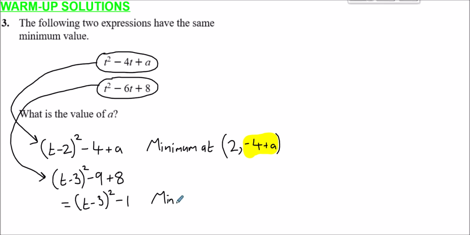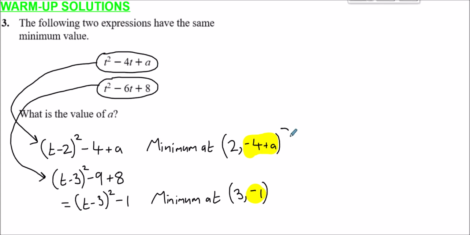And that has a minimum where t is 3, and when t is 3, this whole bracket and the square of it is 0, and we just have minus 1. So the minimum value of y for this one is at minus 1. We are told, though, that these have the same minimum value.